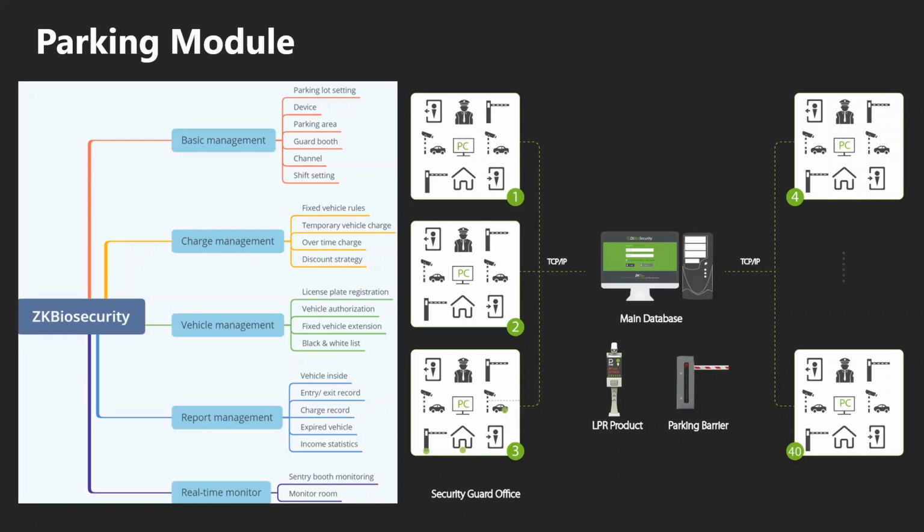And in report management, we can check which vehicles are available inside the parking area, and the entry and exit records, charge record, expired vehicles, and income statistics. And in real-time monitoring, we can live monitor the guard booth with video and the monitor room. Through the monitor room, we are also able to manually open the barrier from there.